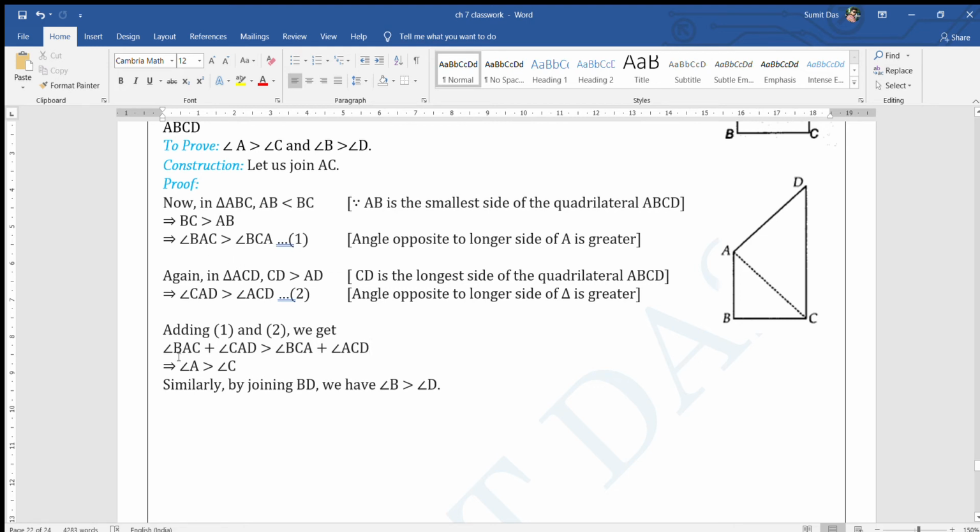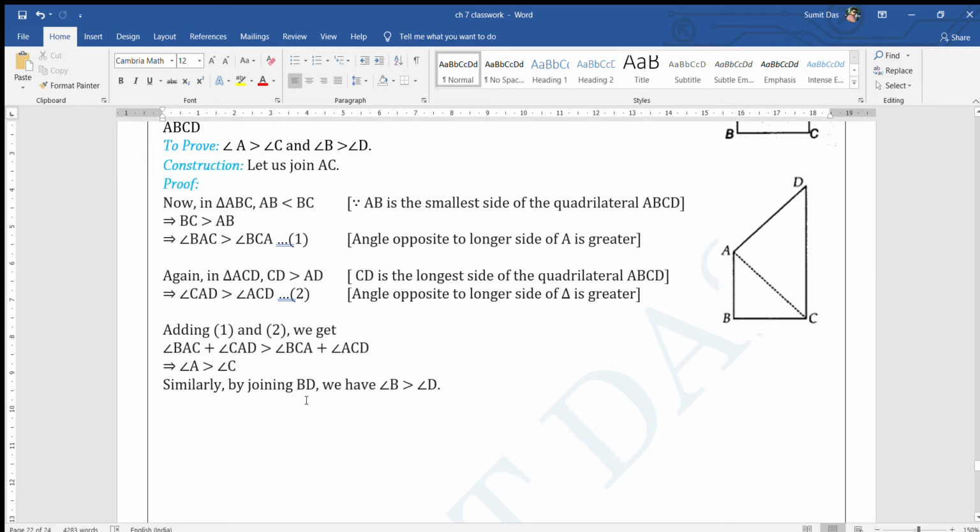On the left hand side we have BAC plus CAD, greater than, on the right hand side, BCA plus ACD. BAC and CAD together combine to give angle A. BCA and ACD combined give the full angle C. So from here we can prove angle A is greater than angle C.